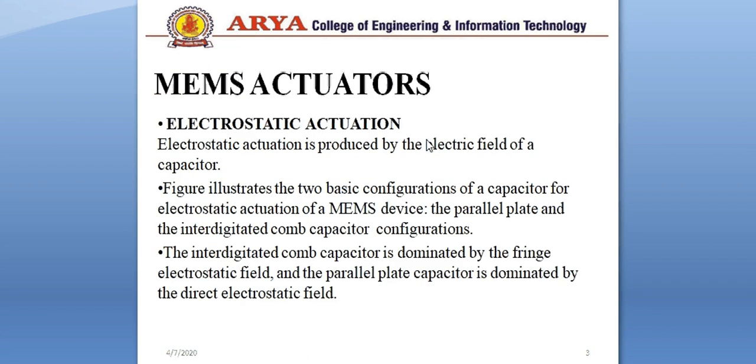MEMS actuator. Basically, we will discuss the thermal actuator and electrostatic actuation. So, two types of actuators will be discussed in MEMS actuators. Electrostatic actuation is the actuation produced by the electric field of a capacitor. There are two basic configurations of the capacitor that can be used, like the parallel plate or an interdigitated comb capacitor.